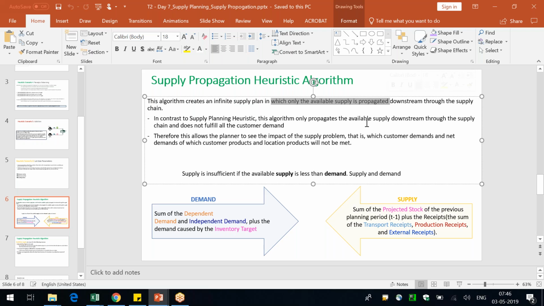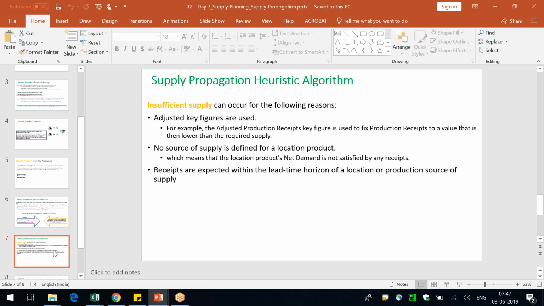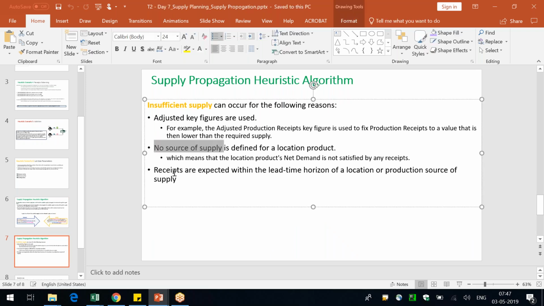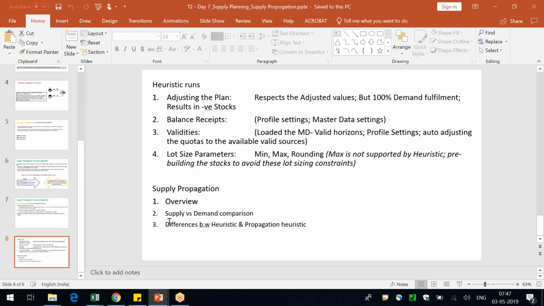So with supply propagation, we can see where the shortages are coming in and which customer products are not being met, and then you can work on those particular data points and see why the issue is coming in. Any insufficiency in supply can happen by adjusted key figures, or no source of supply is maintained, or maybe the lead times are high, etc. So that's what we covered.